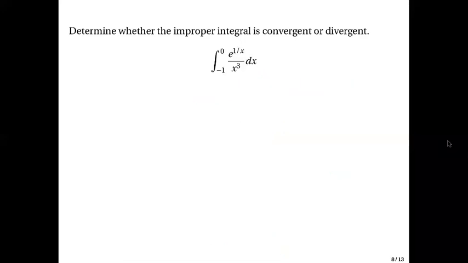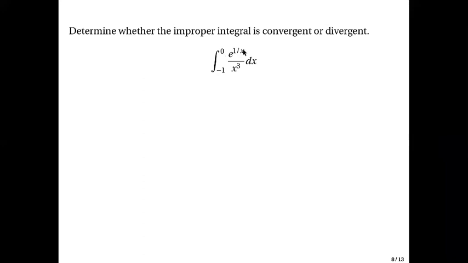Next problem here, determine whether the improper integral is convergent or divergent. So, integral from -1 to 0 of e to the 1 over x cubed dx. This guy is improper because at x equals 0, we have a 0 denominator here, and also we have a 0 denominator in this exponent.